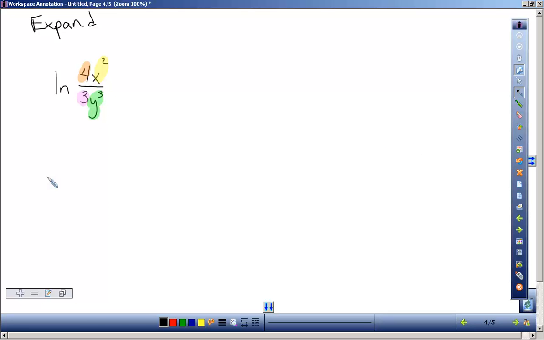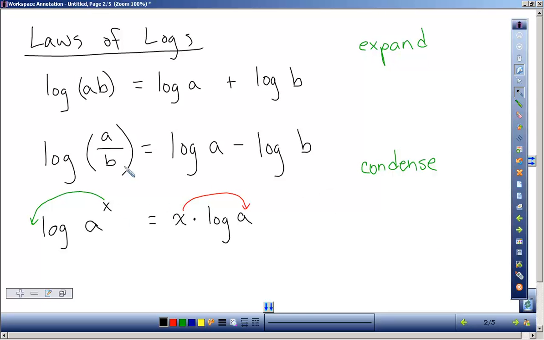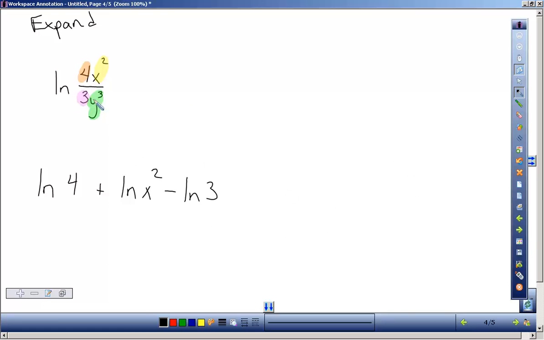These are the things that I need to break up inside of this log. So I'm going to end up with a positive log, natural log of 4, because it was on the top, plus a positive log of x squared, because it was on the top. 3 was in the bottom, so it's going to be minus the natural log of 3. Again, division becomes minus. That's what we had in our rule, is that anytime we were dividing, it ended up being in the negative log. All right. Y cubed is also in the bottom. We're dividing by y cubed, so it's going to end up with a minus here as well.